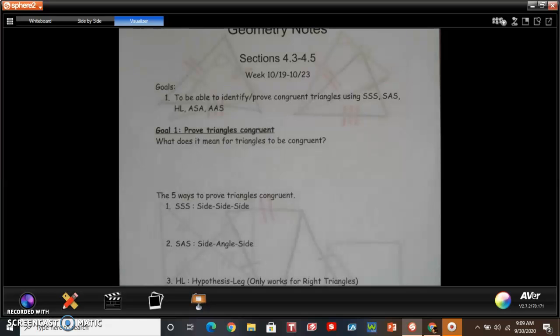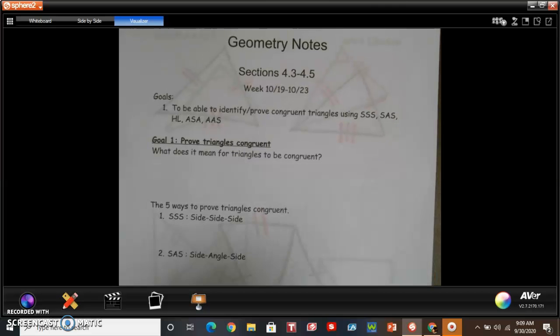All right, welcome, welcome. So here's our notes for today. We have one goal, and that is to be able to identify and prove congruent triangles using SSS, SAS, HL, ASA, and AAS. So goal 1, proving triangles congruent.